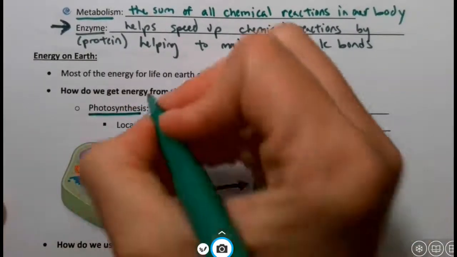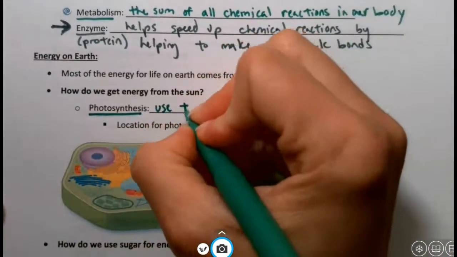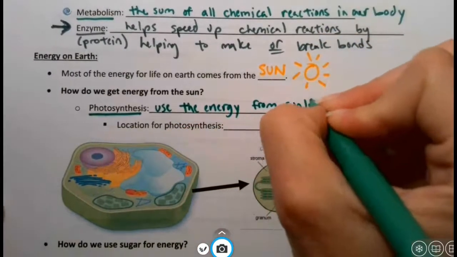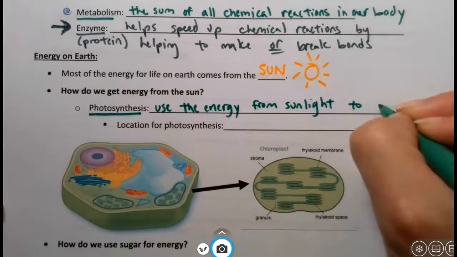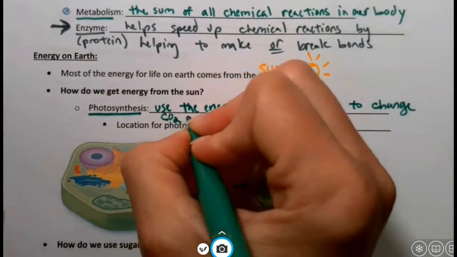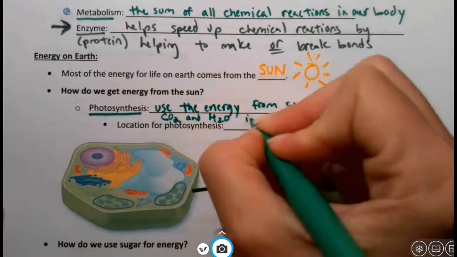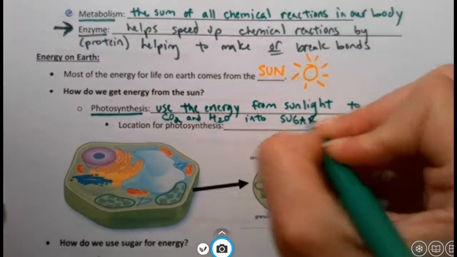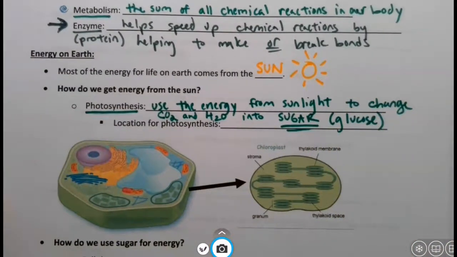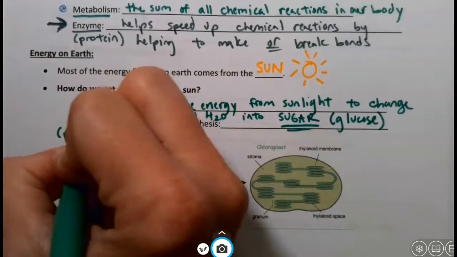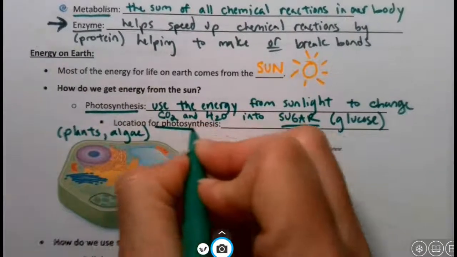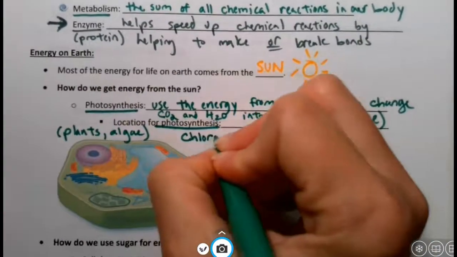Photosynthesis is when plants and algae use the energy from sunlight to convert or change carbon dioxide and water into sugar. And that sugar is often known as glucose. Okay, so this is done by plants and algae and some bacteria. The location for photosynthesis is the chloroplast.